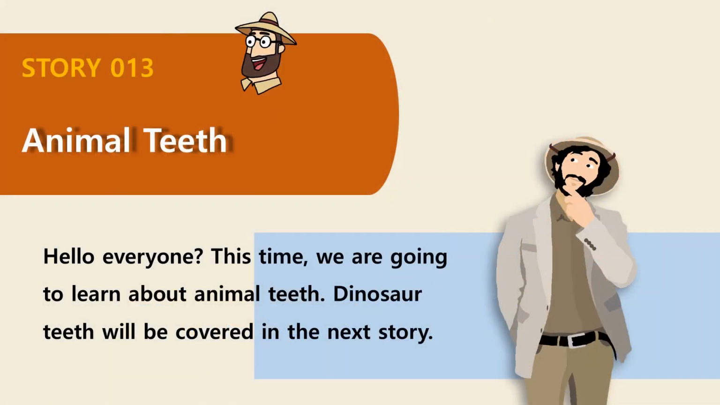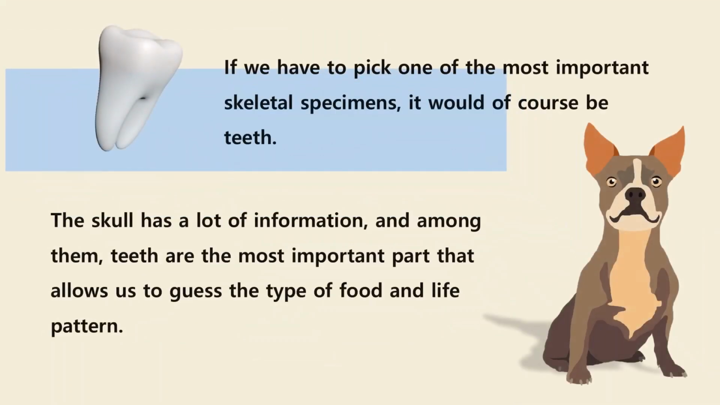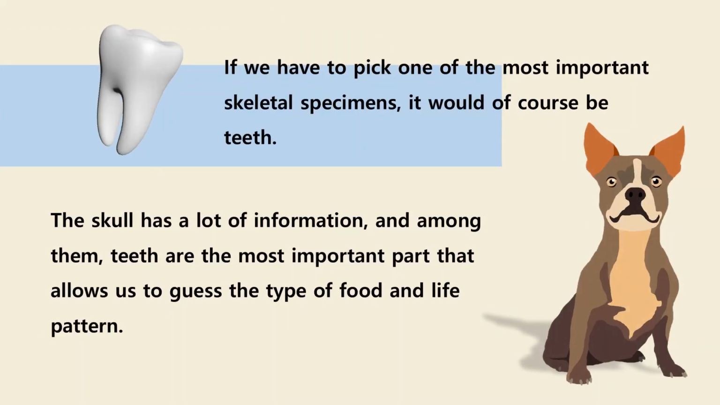Animal teeth. Hello everyone. This time, we are going to learn about animal teeth. Dinosaur teeth will be covered in the next story. If we have to pick one of the most important skeletal specimens, it would of course be teeth. The skull has a lot of information, and among them, teeth are the most important part that allows us to guess the type of food and life pattern.